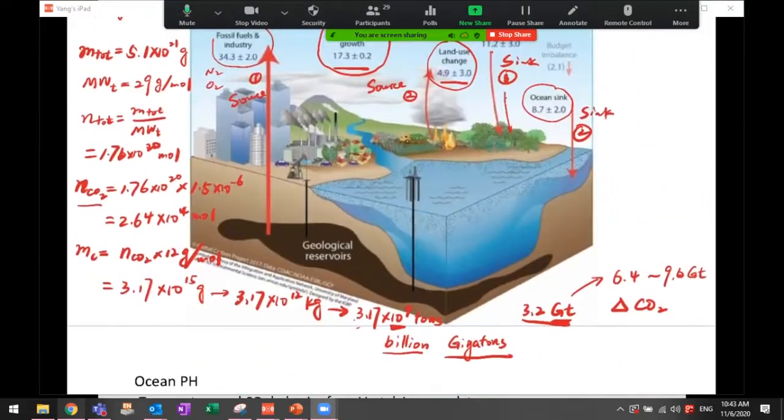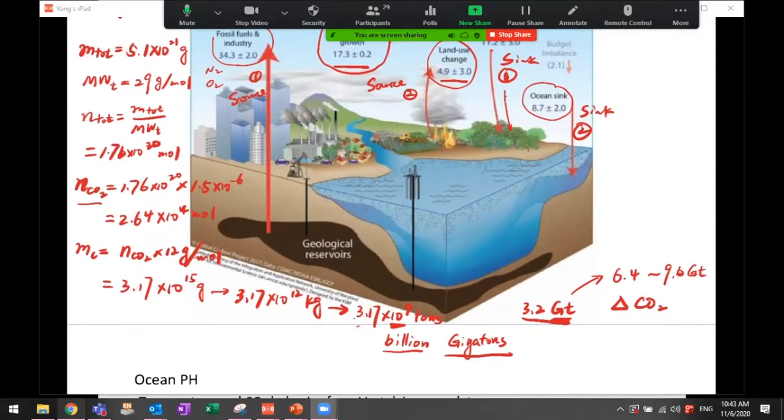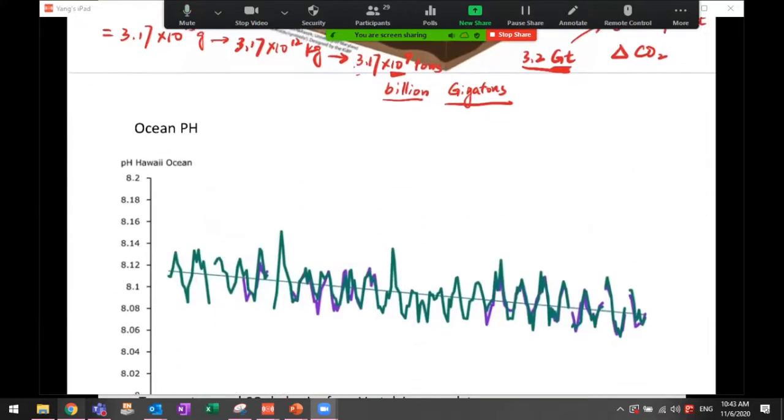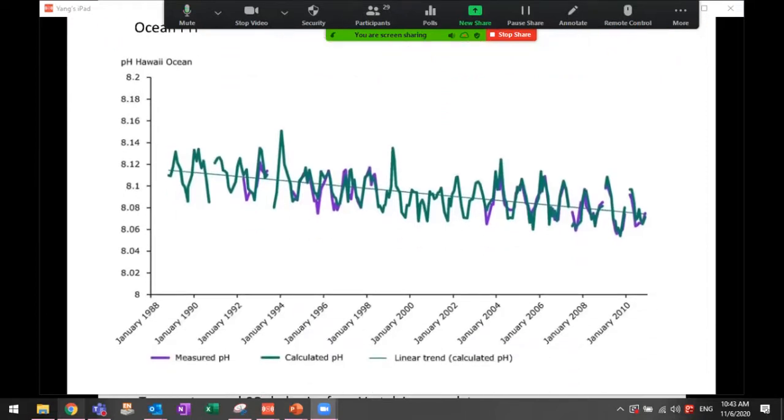So we mentioned that the carbon dioxide can get dissolved in the water. It's like making soda. We know that if the carbon dioxide gets dissolved in the water, then the water is going to get more acidic, right? So people actually measured the pH of the ocean water over many years. And you can indeed see that the pH gets lower, which means that the ocean is becoming more acidic.